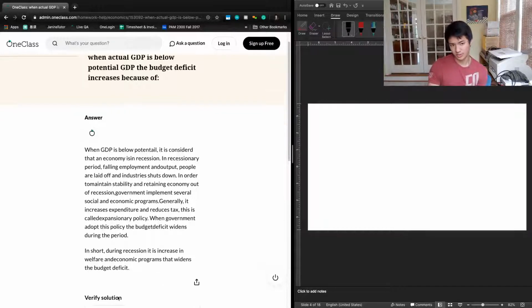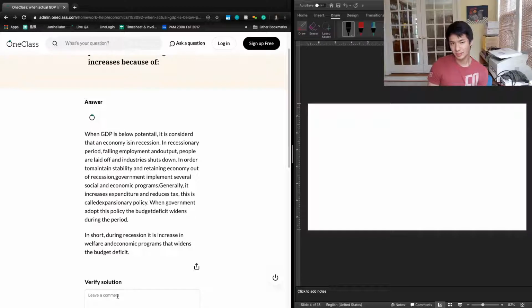Let's take a look at what the previous tutor said. So the previous tutor says that when the GDP is below potential, it is considered in recession. In the recessionary period, falling unemployment and output, people are laid off and industries are shut down. In order to maintain stability and maintain economic output, the government must implement several social and economic programs.